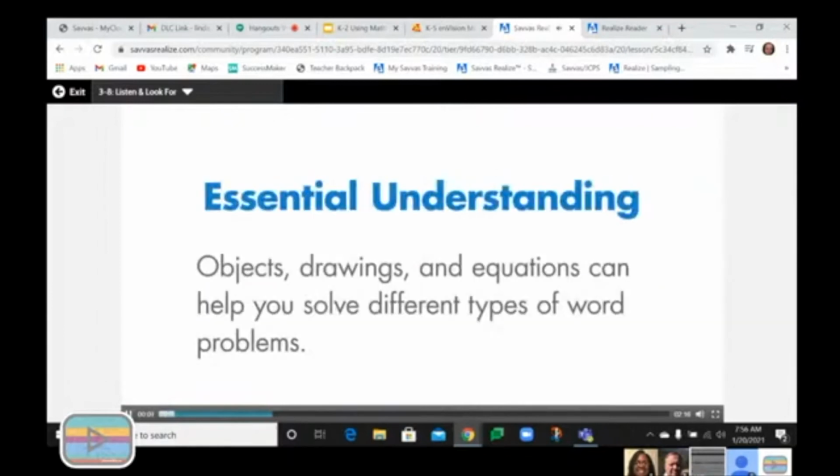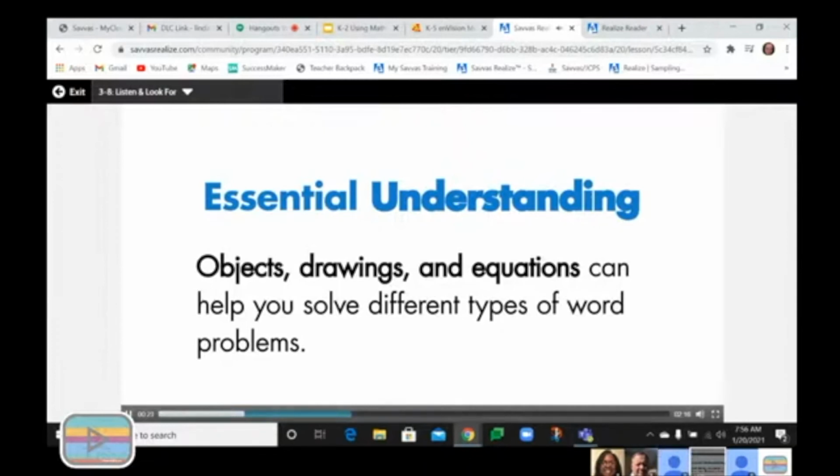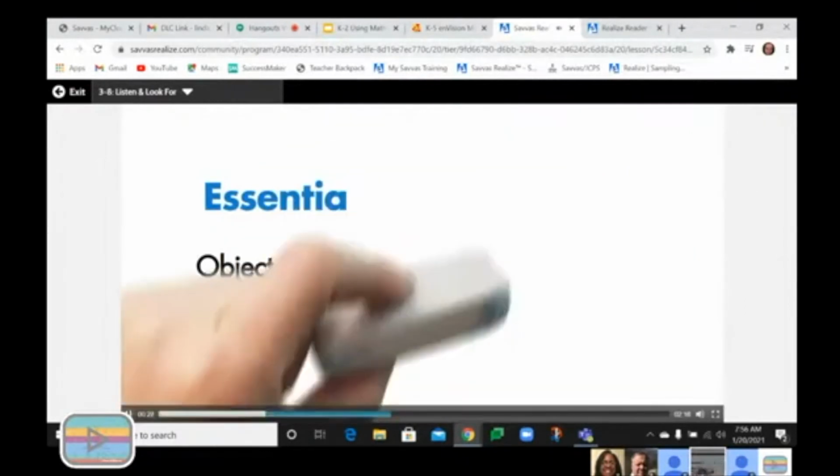The essential understanding for this lesson is objects, drawings, and equations can help you solve different types of word problems. Previously, students used subtraction to solve comparison problems in which the lesser amount was unknown. In this lesson, students use objects, drawings, and equations to solve a variety of addition problems, with a focus on comparison problems in which the greater amount is unknown. Hey, do you notice the coherence there? They told you what they did previously and what they're going to do now.